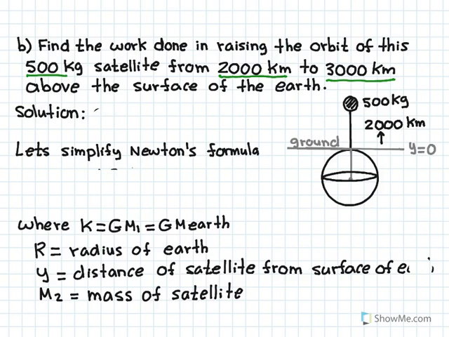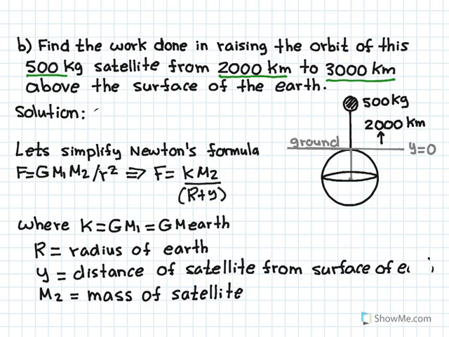So what we're going to do is let's simplify Newton's formula. Newton's formula is F is equal to G m1 m2 divided by r squared. We will simplify this to F is equal to K m2 divided by (r plus y) squared. It is still the same formula. We just group some constants together. For example, k is equal to G m1. So G is the gravitational constant of the universe, and m1 is the mass of Earth. That's not going to change, so we just grouped it together, call it k.